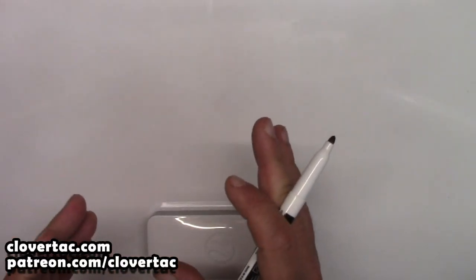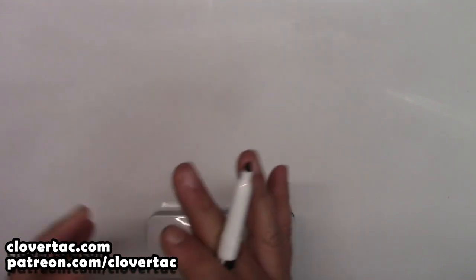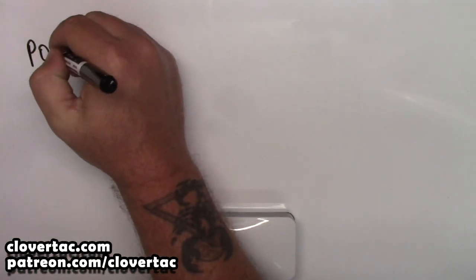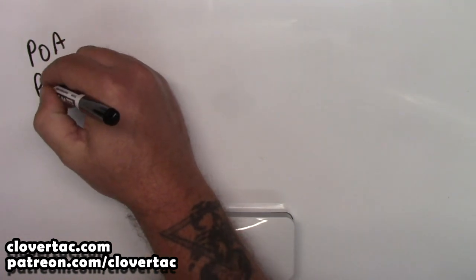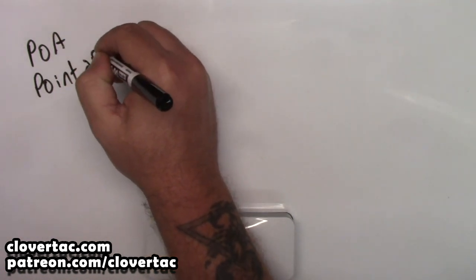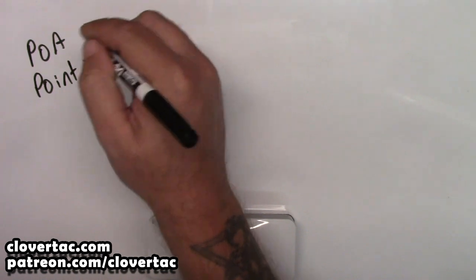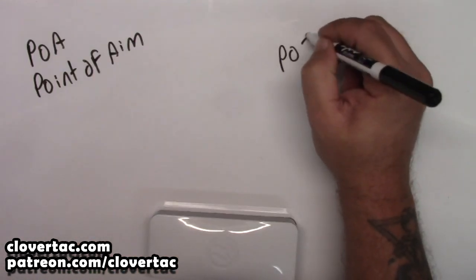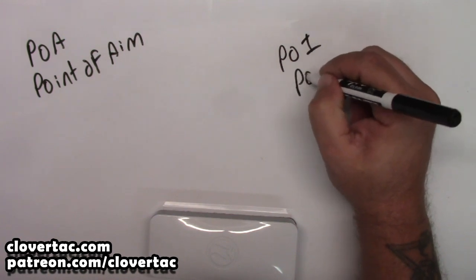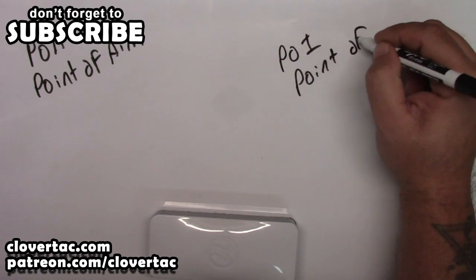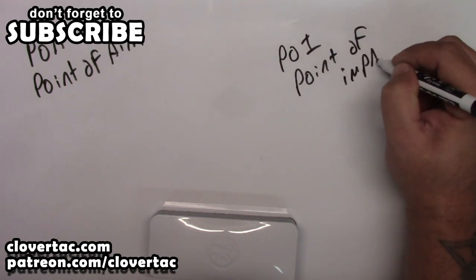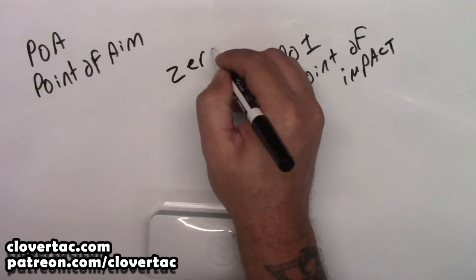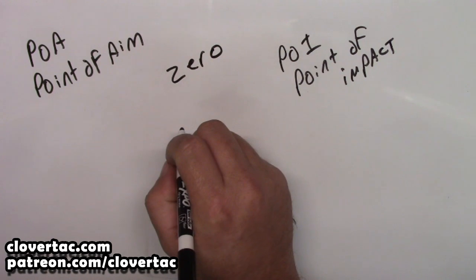Welcome back, crew, and today we're going to be talking about a few different terms. One of them being POA, or point of aim. We're going to be talking about POI, or point of impact. And we're going to be talking about zero.